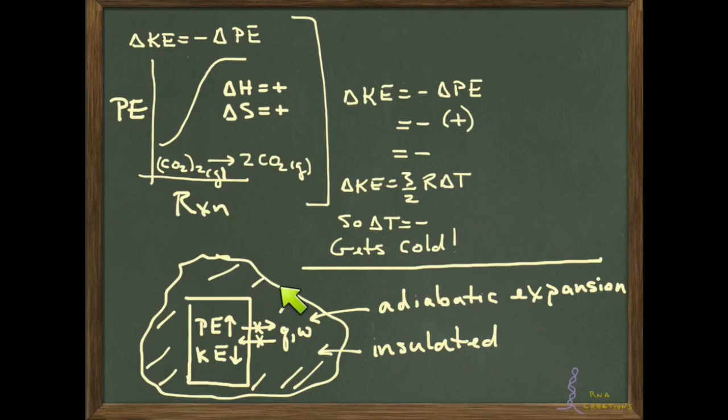We can draw the Venn diagram for this, and because no heat transfer is involved, this is called an adiabatic system or an adiabatic expansion. And the external surroundings, because they don't allow heat transfer, are insulated.